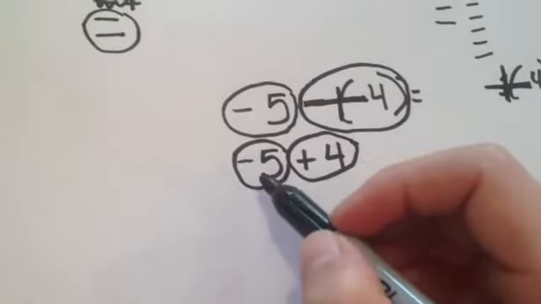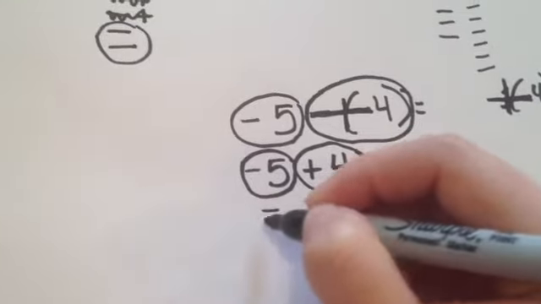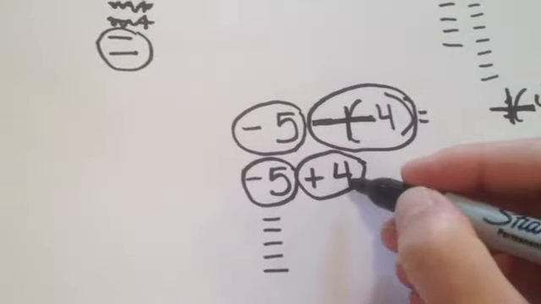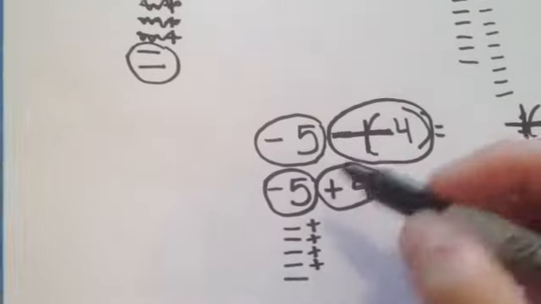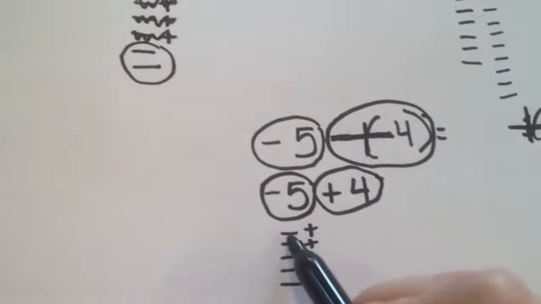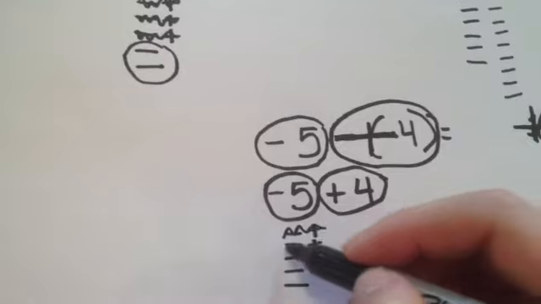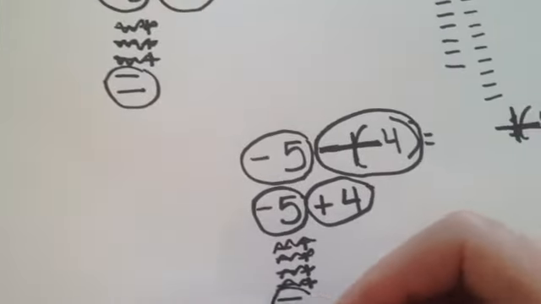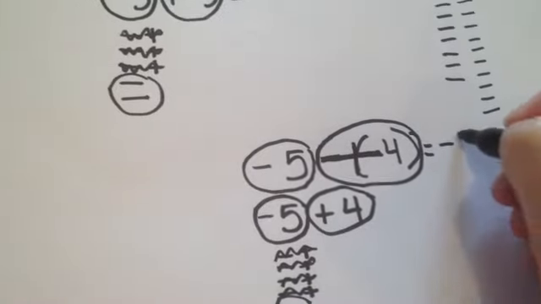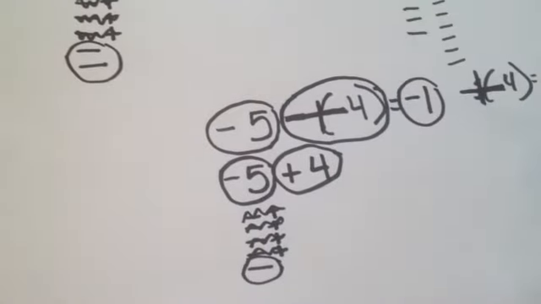Again, I have 5 and they are negative, so I'm going to draw those. 1, 2, 3, 4, 5. This 4 is positive, so I'm going to draw 4 positives. I have a negative and a positive. You owe me $1 and pay me back. That cancels. And I'm left with 1 negative. So negative 1 would be my answer there.